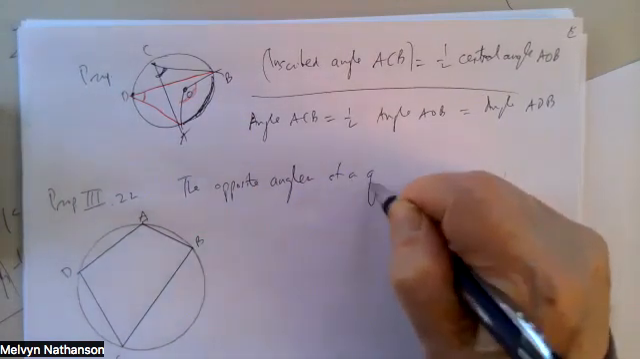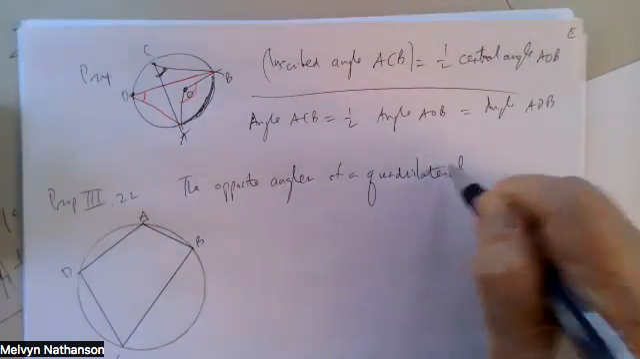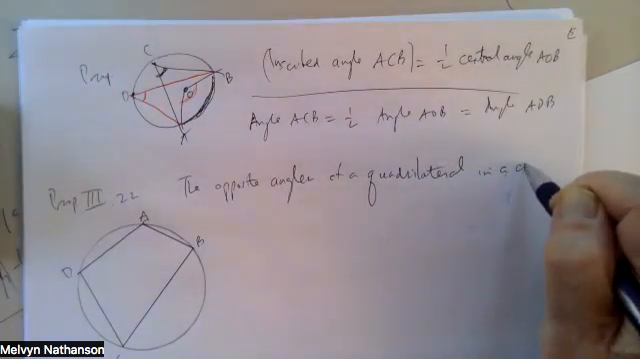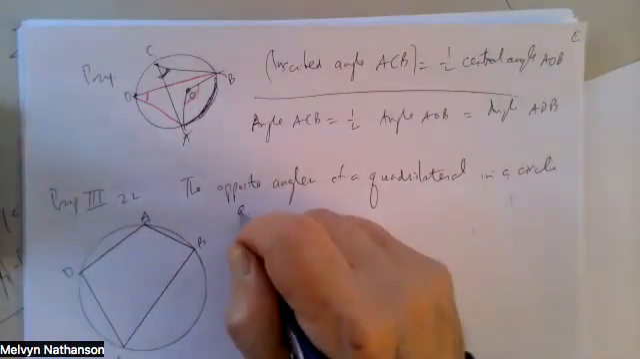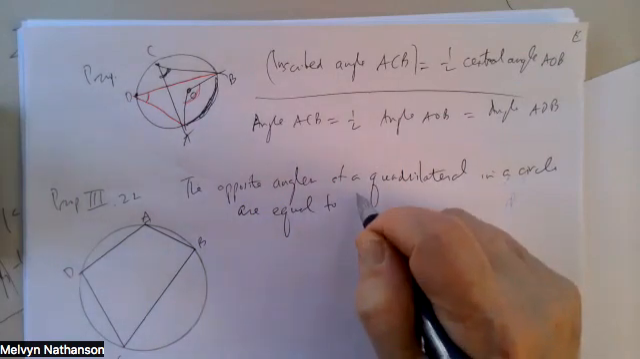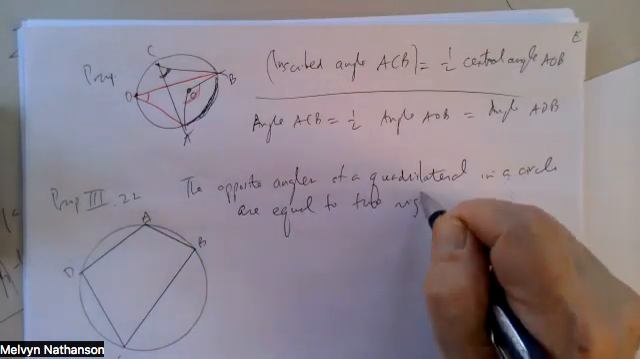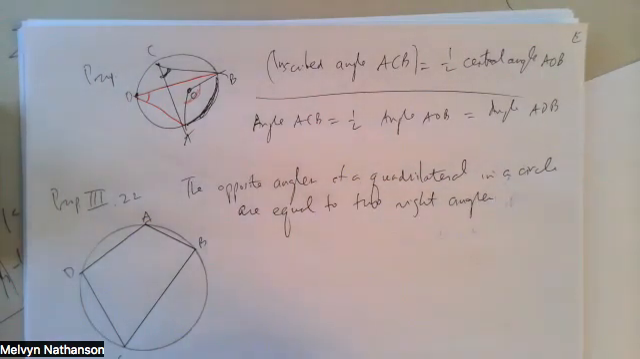of a quadrilateral in a circle are equal to 2 right angles.